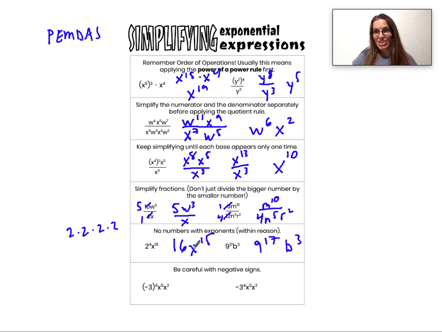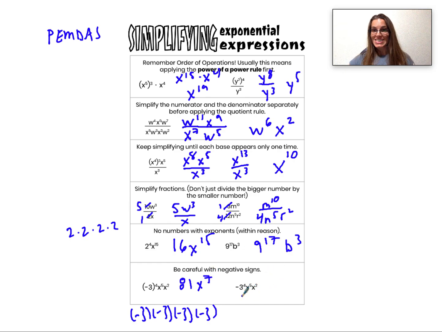This has been addressed before as well, but we need you to be really careful with negative signs. -3 as our base raised to the 4th power is -3 times -3 times -3 times -3. -3 times -3 is 9. 9 times -3 is -27. -27 times -3 is +81. And then I get to use the product rule as well, x to the 7th.